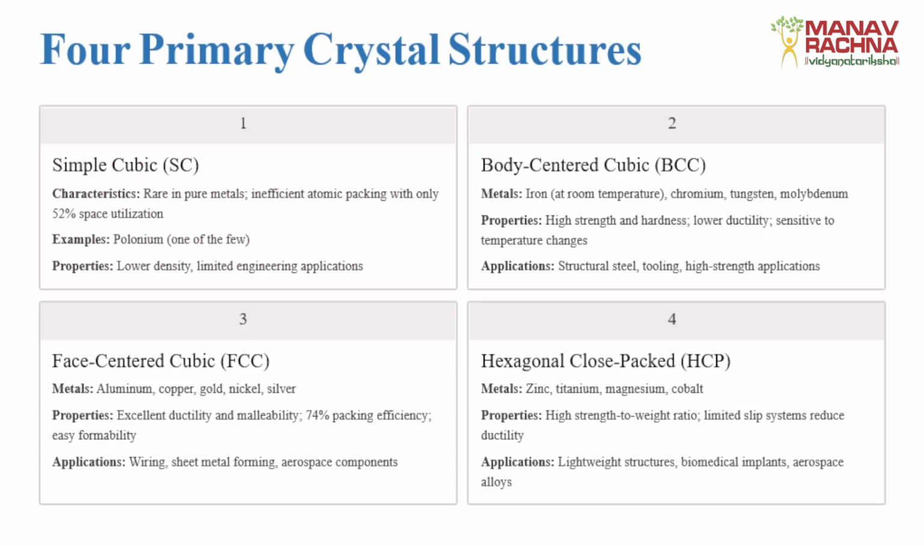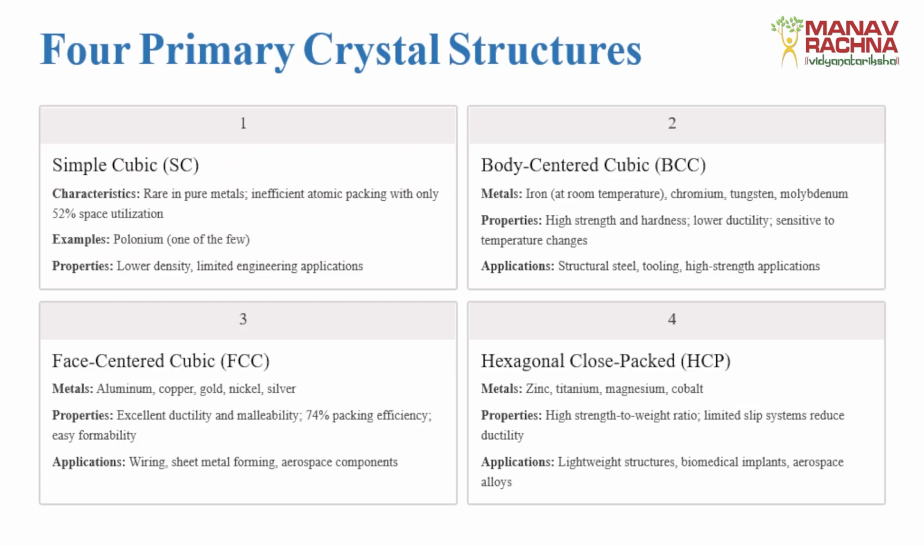These are the different types of unit cells found in metals. Simple cubic. Each corner has one atom. This structure is rare in real metals because it is not very efficient in atomic packing. Body-centered cubic (BCC). One atom at each corner and one in the center. Found in metals like iron at room temperature, chromium and tungsten. These structures usually provide high strength but have lower ductility.